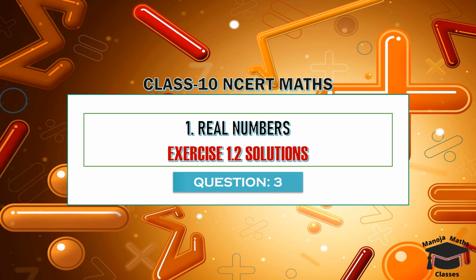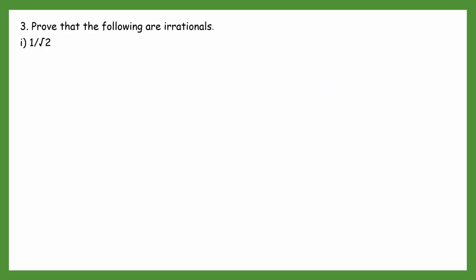Today, let's solve question number 3 in exercise 1.2, chapter Real Numbers, class 10 NCERT Maths. Prove that the following are irrationals. You should prove the following numbers are irrational numbers. 1 by root 2. We should prove 1 by root 2 as an irrational number. Let's solve the problem.